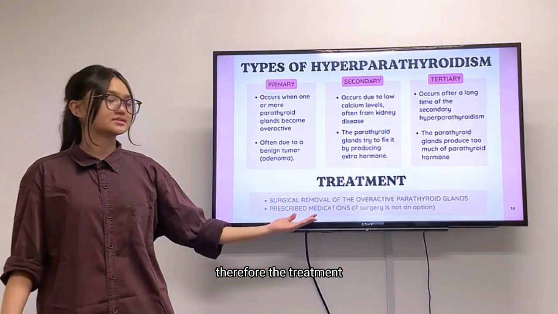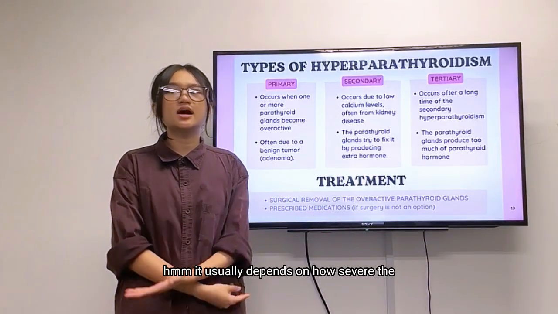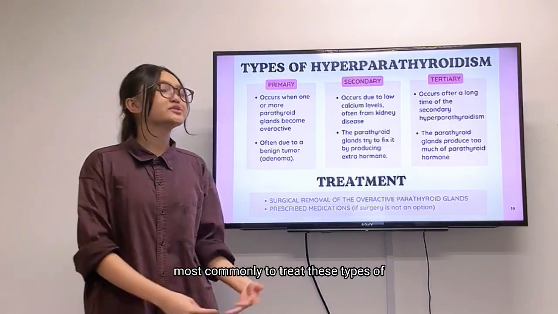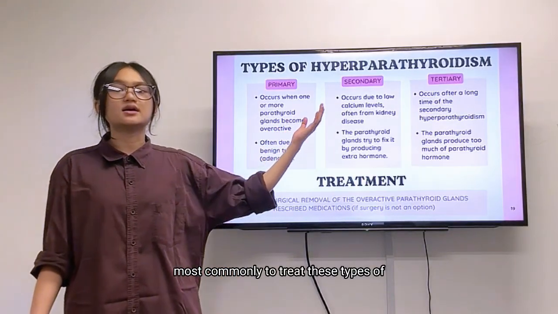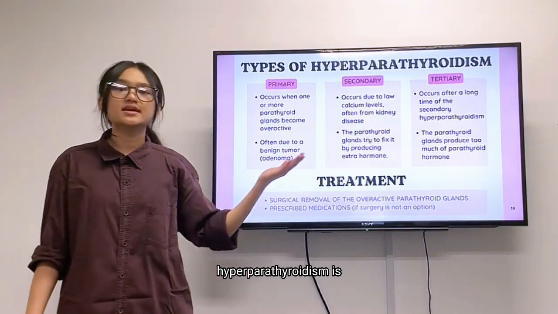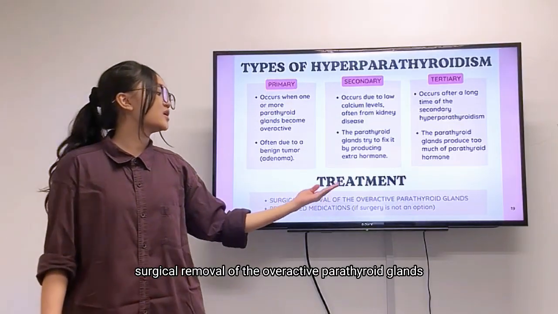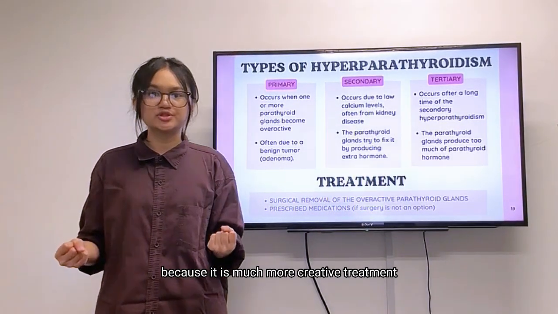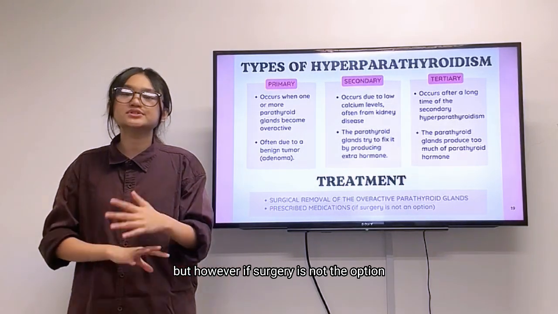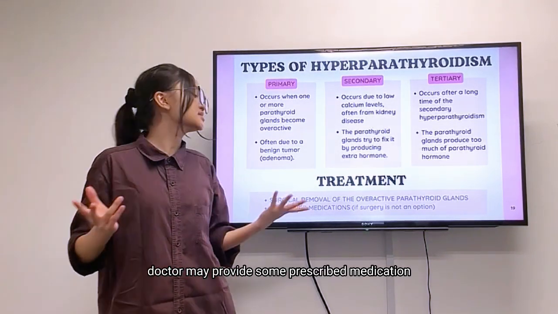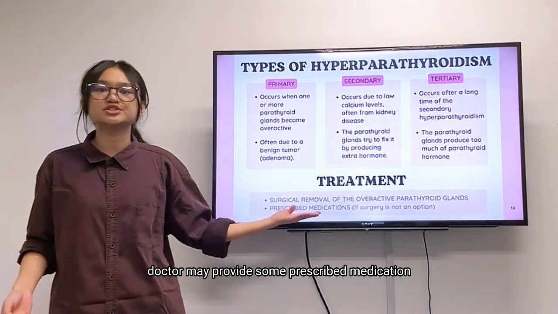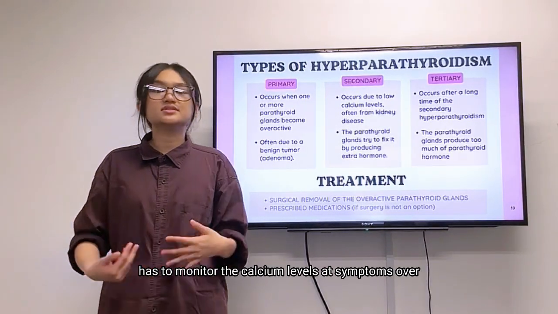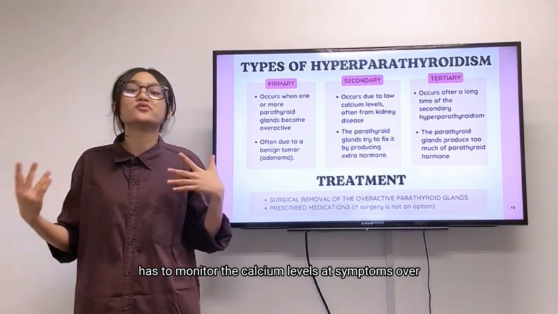Therefore, the treatment usually depends on how severe the condition is, but most commonly, the way to treat these types of hyperparathyroidism is surgical removal of the overactive parathyroid glands, because it is a much more curative treatment. However, if surgery is not an option, the doctor may prescribe some medication to improve the calcium level. Plus, the doctor has to monitor the calcium levels and symptoms over time.